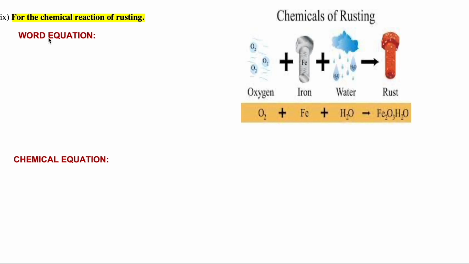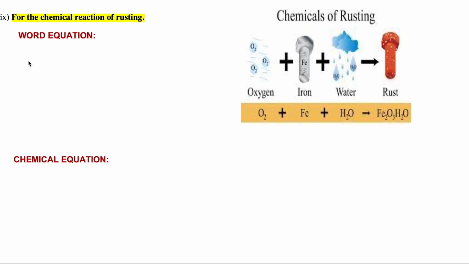Children, now let us write down the word equation and the chemical equation for the chemical reaction of rusting. You know children, when an iron object is exposed to oxygen from air and moisture from water, then a brown flaky substance gets deposited on the surface of iron. That brown flaky substance is known as rust.